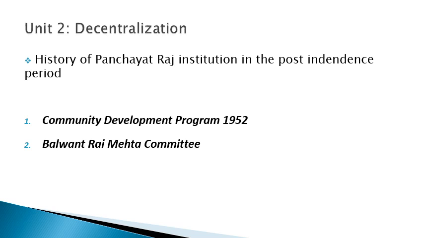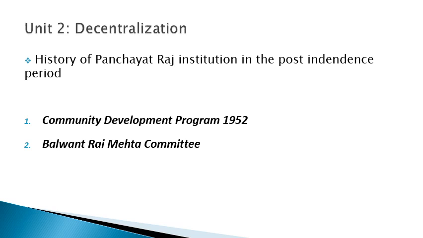So the chairman of this committee was Balwant Rai Mehta. The committee submitted its report in November 1957 and recommended the establishment of the scheme of democratic decentralization, which ultimately came to be known as Panchayati Raj. So they gave some specific recommendations, this Balwant Rai Mehta committee.